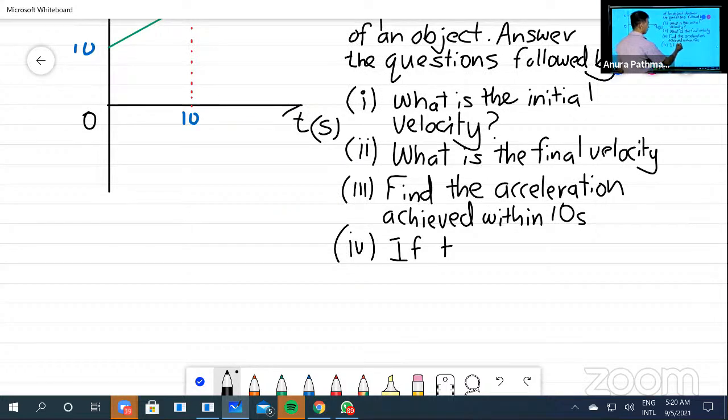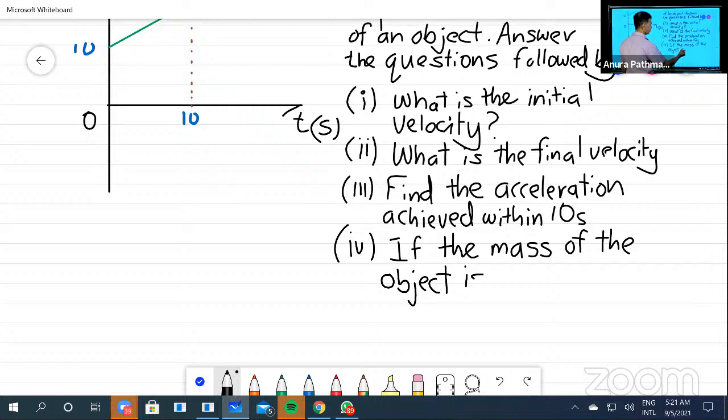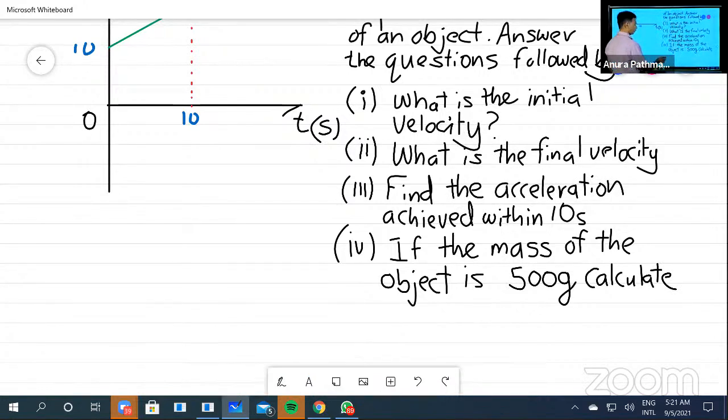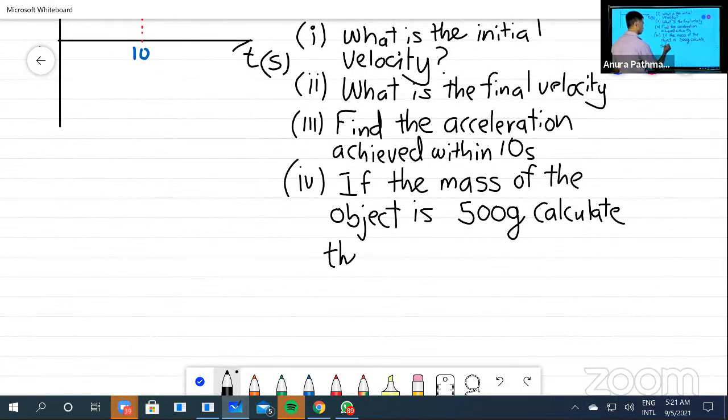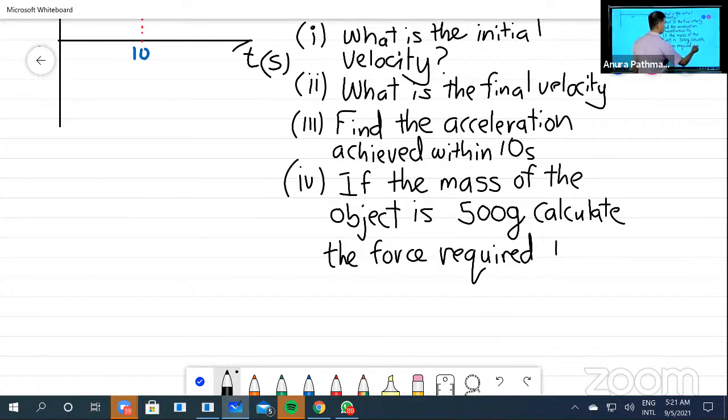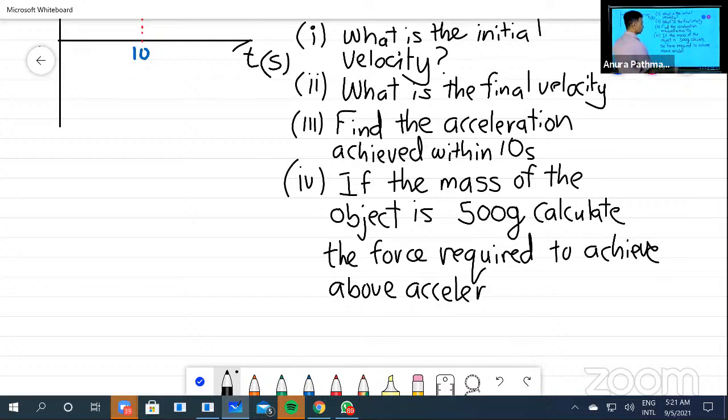And my fourth question: if the mass of the object is 500 grams, calculate the force required to achieve the above acceleration.